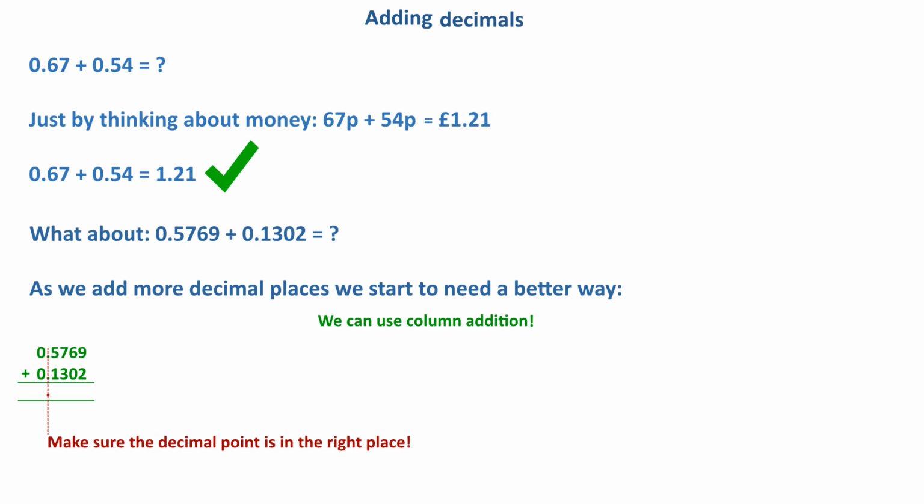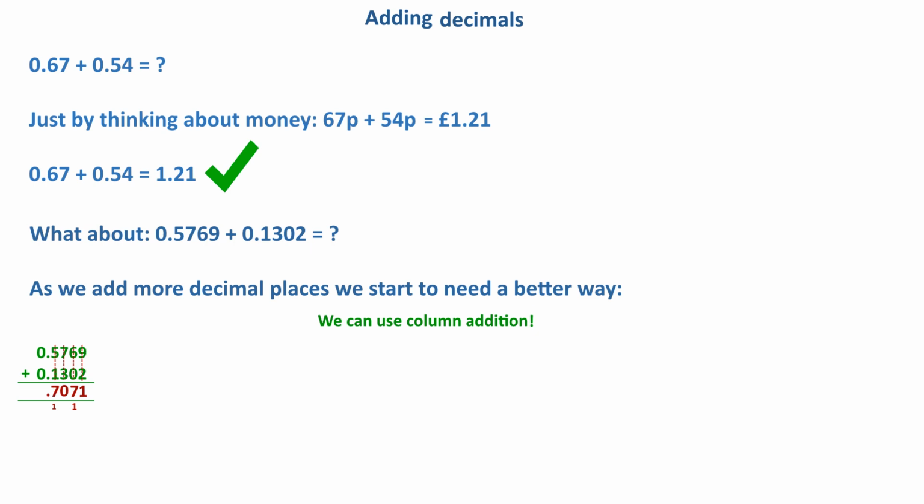So we'll start in the rightmost column here and do 9 plus 2, which is going to be 11. So we write our little 1 down here and the other one here to make 11. Then moving along a column, we have 6 plus 0 plus 1, which is 7. Moving along another column, we have 7 plus 3, which is 10. So we write the 1 here and the 0 here. In the next column, we have 5 plus 1 plus 1, which is 7.